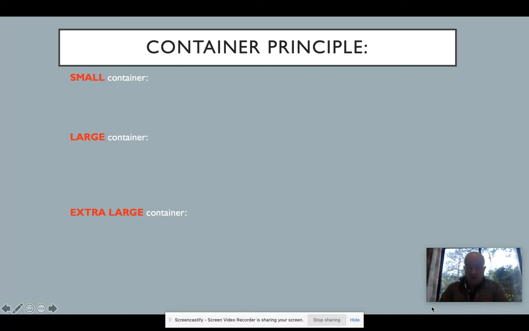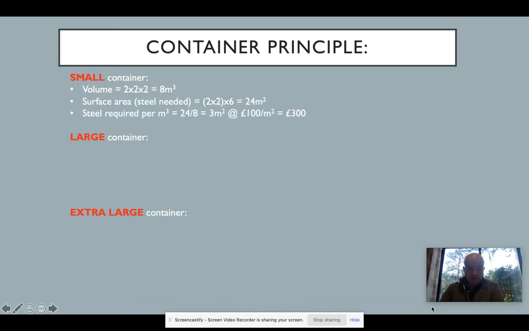And if we then look at the reasons why that effectively causes economies of scale, let's take a look. So the small container, basically our volume is 8 cubic meters, 2 by 2 by 2. The surface area of steel needed is actually 24 square meters, so that's 2 by 2 times 6. And so the steel required is basically £300 worth of steel, so three square meters at £100 per square meter. Sorry, so that gives you £300 worth of steel required for an 8 cubic meter capacity container.